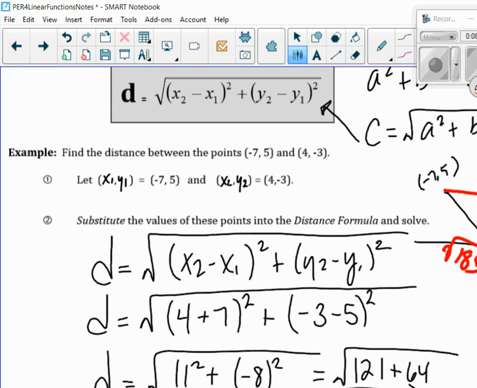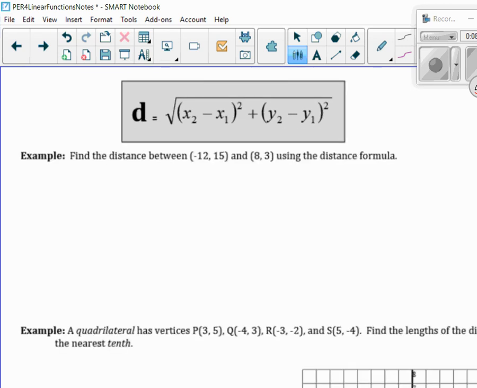Because you've done that so many times in grade 9, right? Pythagorean Theorem. So I guess what I'm trying to say to you, if you ever forget how to do the distance formula, you could do a rough sketch and do Pythagorean Theorem, right? So it's just faster if you know the formula.